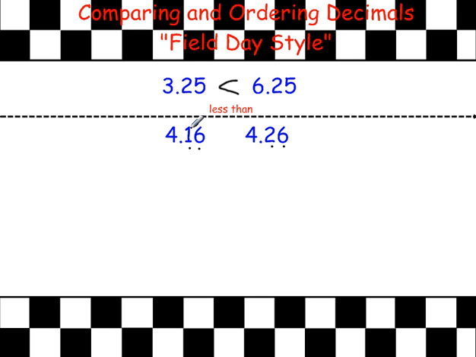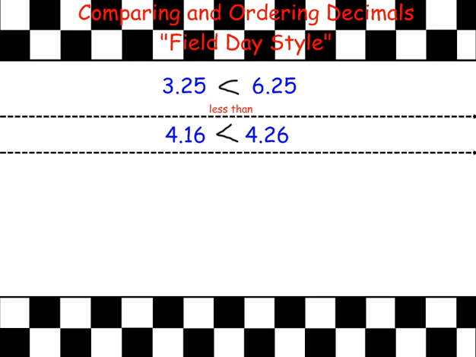4 is the same, decimal, decimal, 1 and 2. Well, I know that 2 is greater than 1, so I'm going to use the less than comparison symbol again. This sentence is read: 4 and 16 hundredths is less than 4 and 26 hundredths. Let's try another set of decimals.